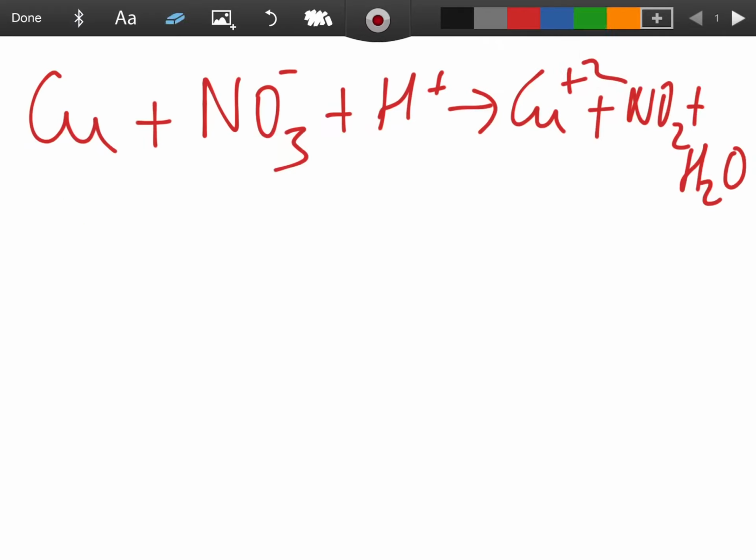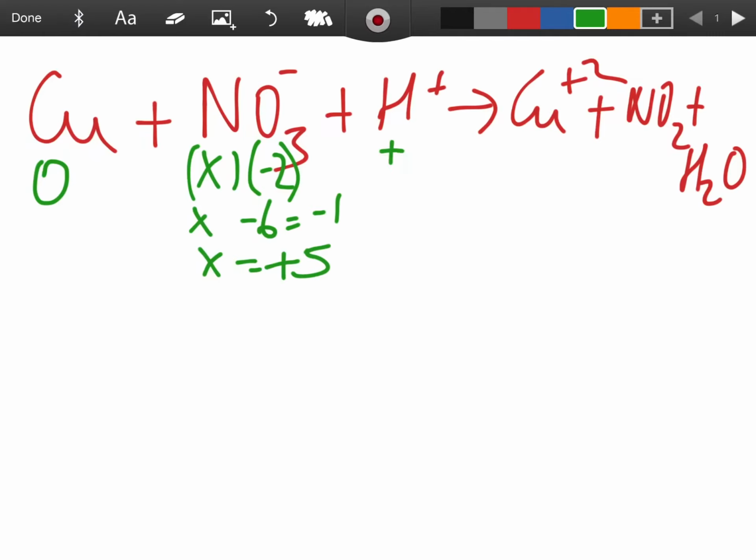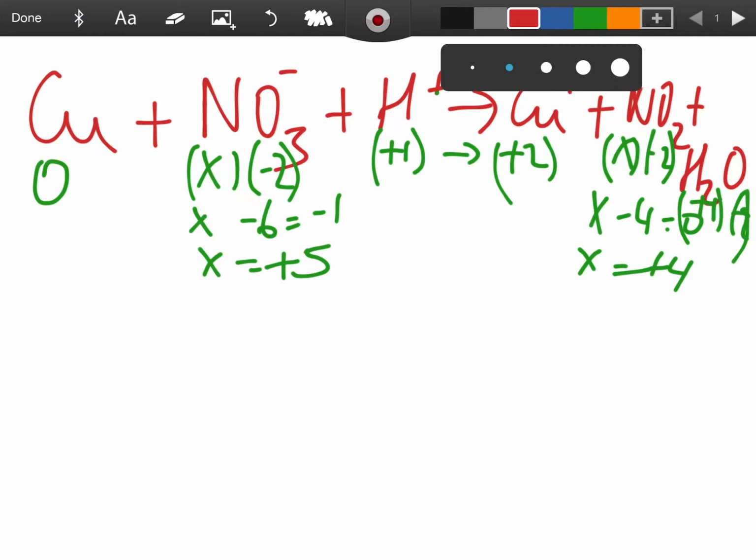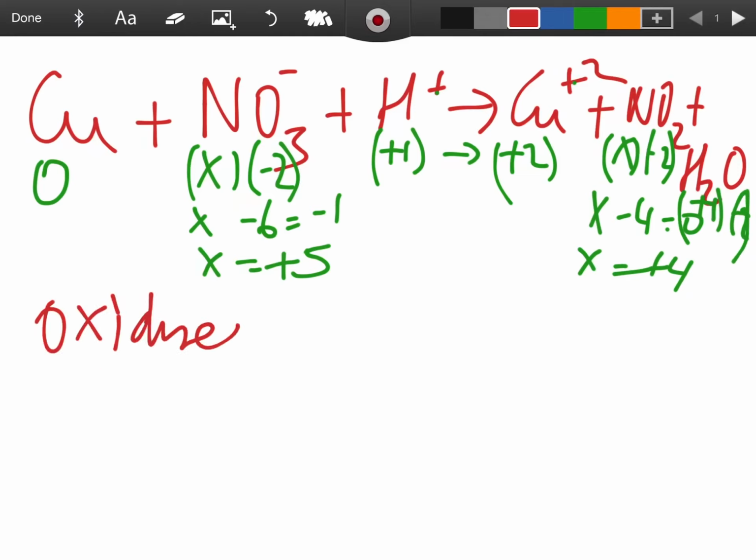Now, we have rules in your notebooks as to how to start off balancing equations. The first one we said was to assign oxidation numbers to everything. Copper on its own, not bonded to anything else, is 0. X is the nitrogen, because I know that the oxygen is minus 2, so x minus 6 is equal to minus 1, so x is equal to plus 5. The hydrogen they're telling me is plus 1, the copper they're telling me is plus 2. Similarly here, work that out: x minus 4 is equal to 0, so x is equal to plus 4, and in water it's always plus 1, minus 2. So that's that one.